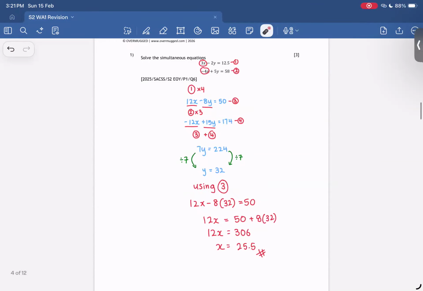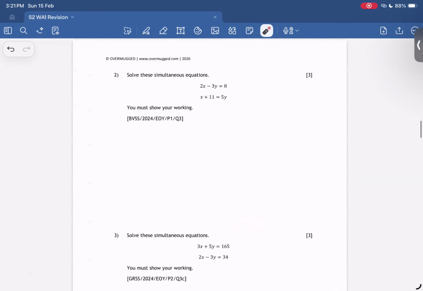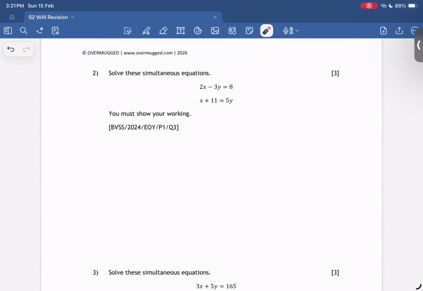So that is for question 1. Let's take a look at question number 2 here. Once again, they ask to solve this simultaneous equation. I've got equation 1 here, and equation 2 over here. For those of you who are a bit faster, you can try to solve this equation and tell me the answer in the chat. Then we'll see if your answers are right or wrong.